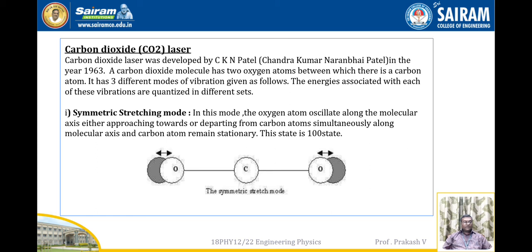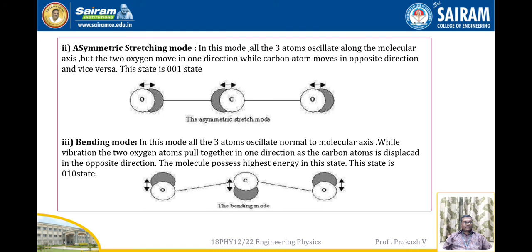Next, we have to consider the asymmetric stretching mode. In this mode, all the three atoms oscillate along the molecular axis, but the two oxygen atoms move in one direction while the carbon atom moves in the opposite direction, and vice versa. This state is considered as the 001 state.